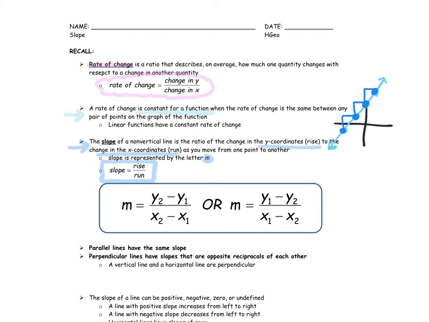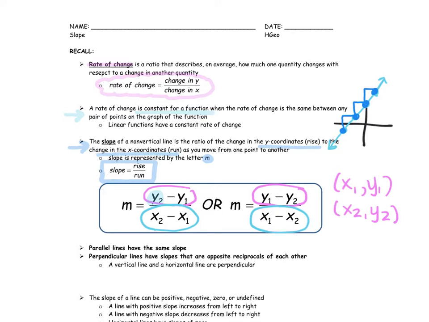When you have two coordinates x1, y1, and x2, y2, the change in the y-coordinates can be represented as y2 minus y1 or y1 minus y2, and the change in the x-coordinates is x2 minus x1 or x1 minus x2. You just want to make sure that whichever y-coordinate you start with in your numerator, you start with the x-coordinate from that same point in the denominator.